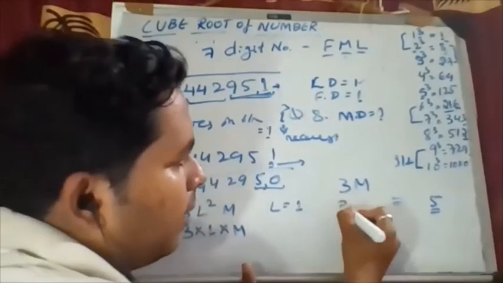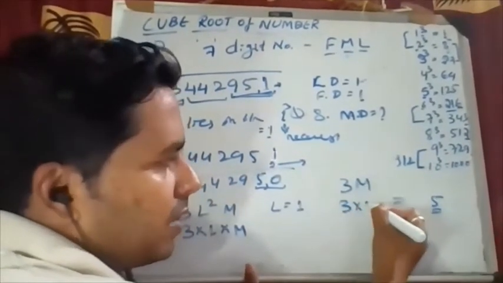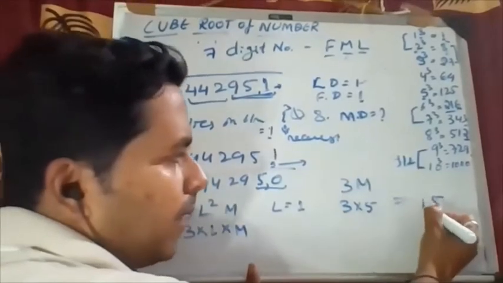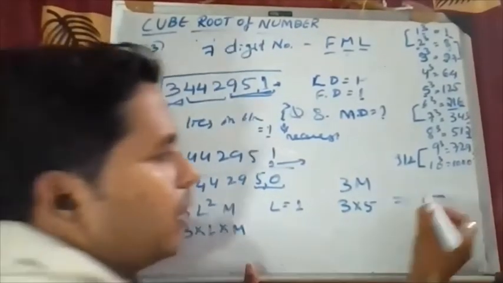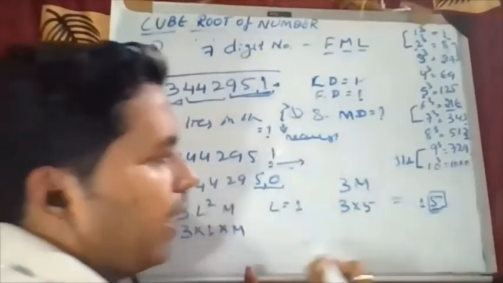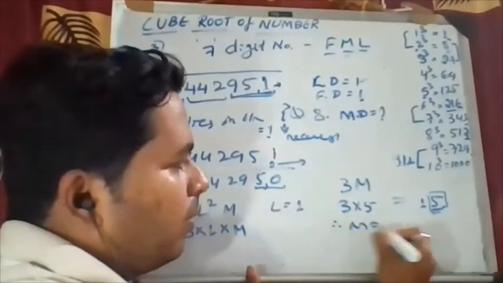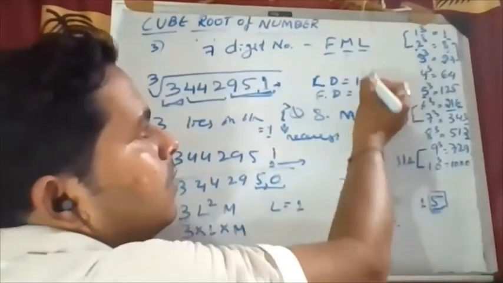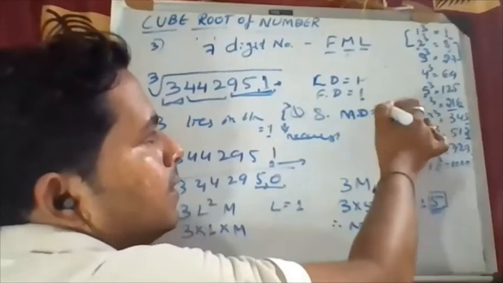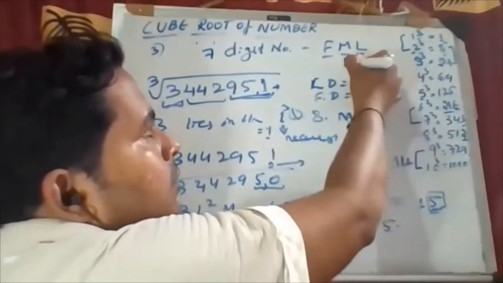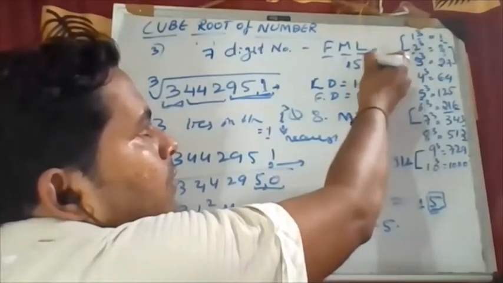What I do? I'll take M as value 5. I multiply, so I'll get 15. So here my unit digit is a 5. So therefore my M will become 5. So that is your middle digit. Okay, so your answer will be 151.